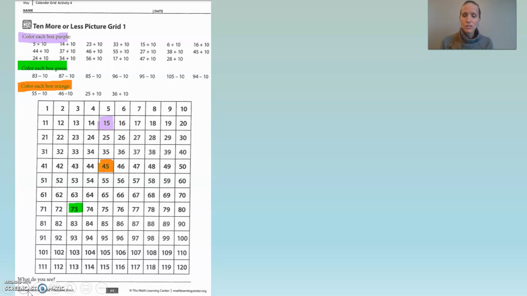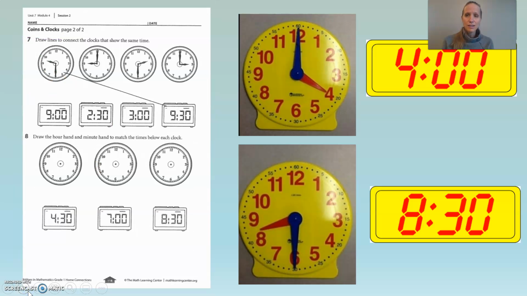Okay, let's look at the last page. Telling time. So we did a lot of telling time in Number Corner, and just to jog your memory, when we look at a clock, we have 2 hands. We have the hour hand, which is the short hand, and the minute hand, which is the longer hand.